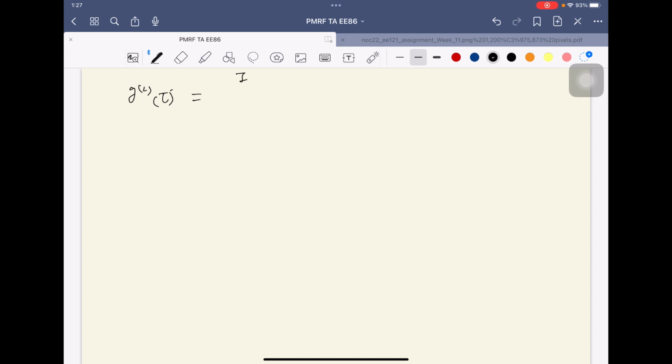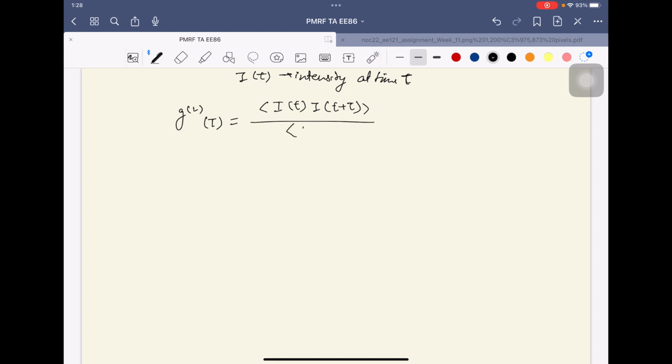Second order correlation g2(tau). If we have a beam with intensity I at time t, then this g2 can be defined like g2(tau) is equal to the average of I at time t and intensity at time t plus tau, upon the average of intensity at time t, squared. Where this bracket denotes the time average of the quantity written inside the bracket.